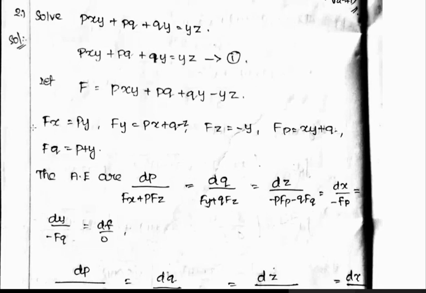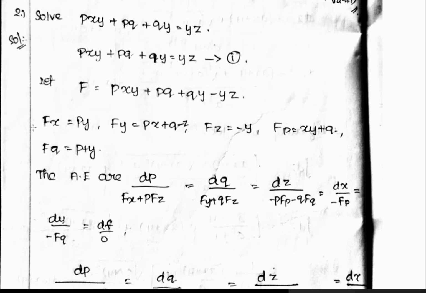z. So you have taken the RHS term to the LHS. So it goes to the LHS means plus yz becomes minus yz here. So you can take the entire function as f here. So first, you have to differentiate with respect to x, y, z, p, q.